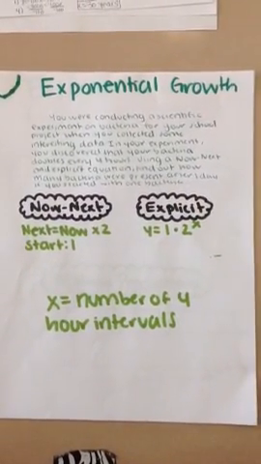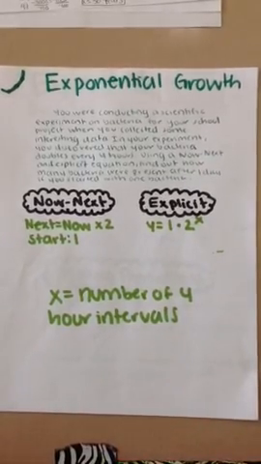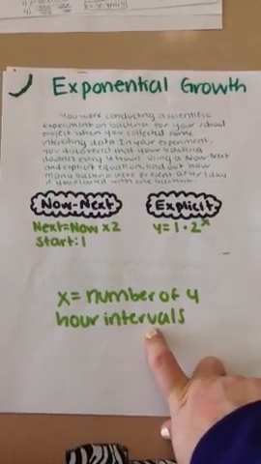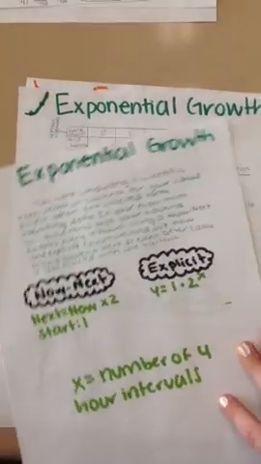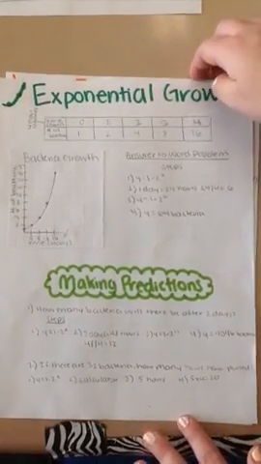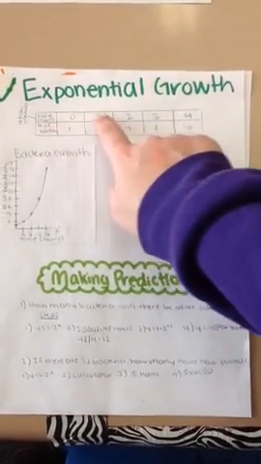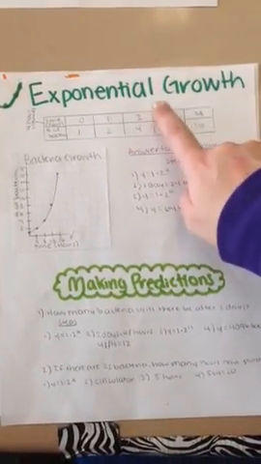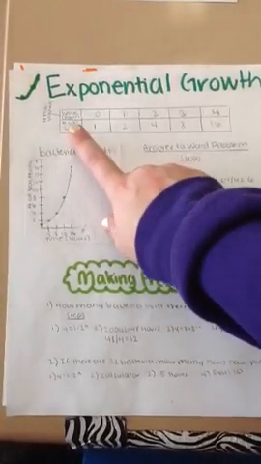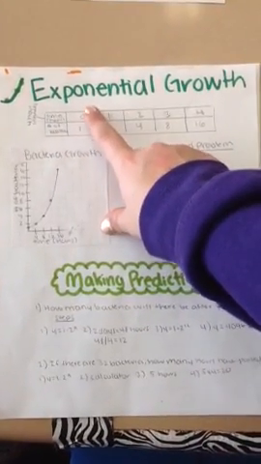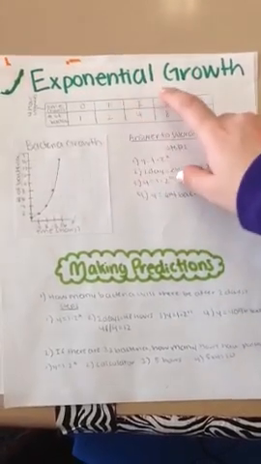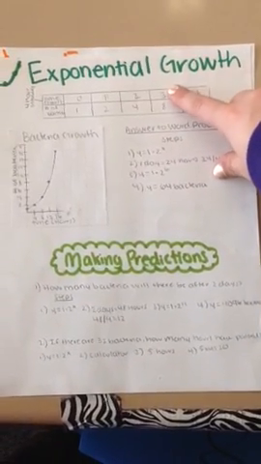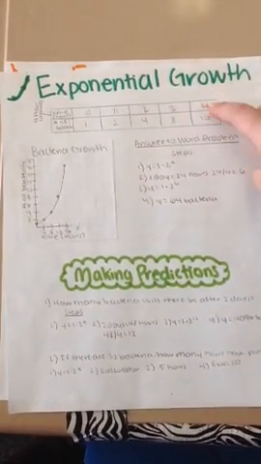And then the explicit equation would be y equals 1, which is your start number of bacteria, times 2 to the x because it's doubling, and x is the number of 4-hour intervals. So in our table, 0, 1, 2, 3, and 4 are the number of 4-hour intervals. So this would be 4, 8, 12, and 16 hours. And the number of bacteria after 0 hours is 1, after 4 hours is 2, 8 hours is 4, 12 hours is 8, and then 16 hours is 16.